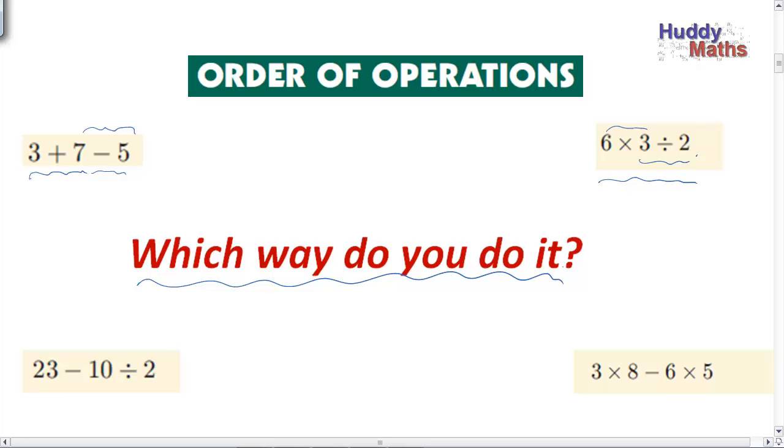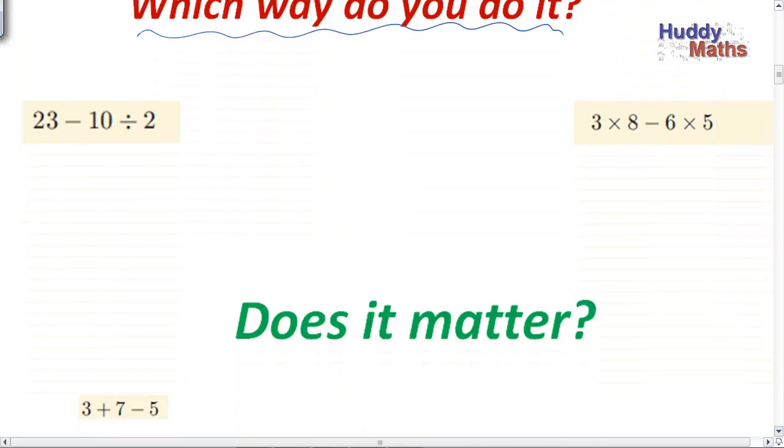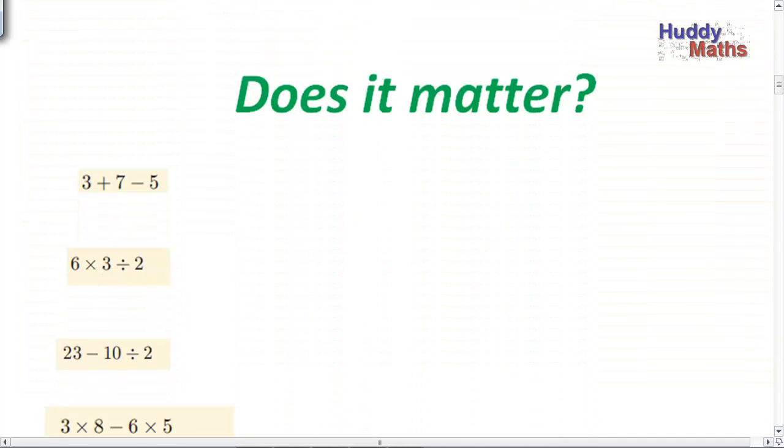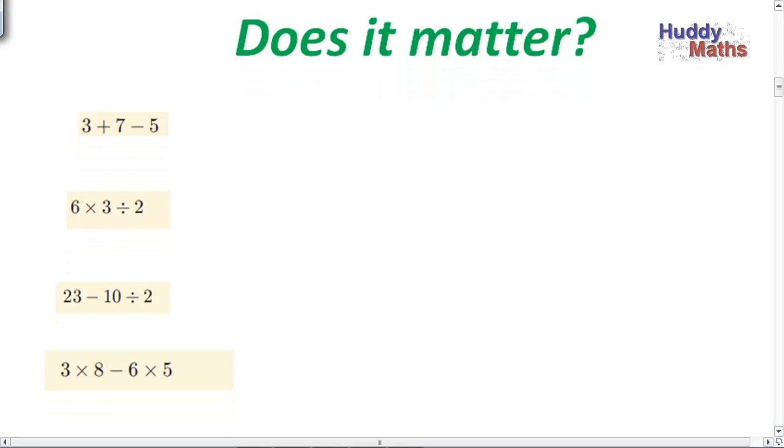Okay, let's have a look at this. You've probably seen some of this stuff before. And the question is, does it matter which order you do things in? That's the subject of this presentation now. Does it matter which order you do these operations in? Let's have a look at this one here.